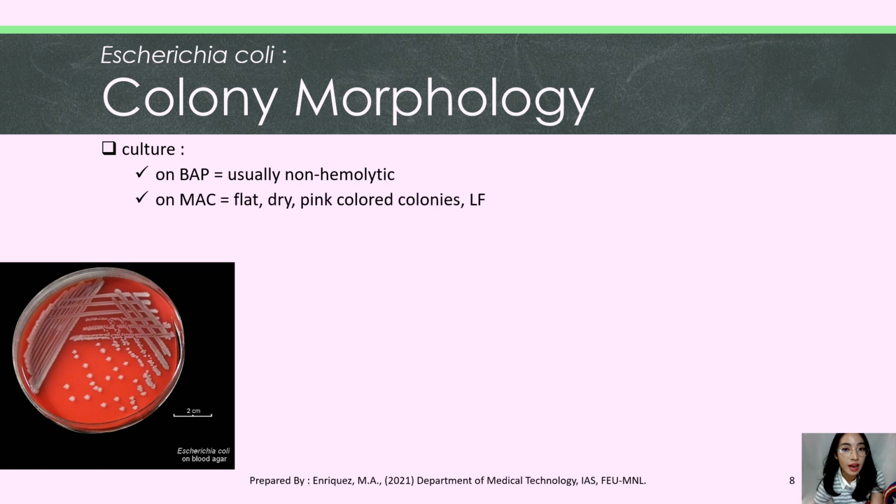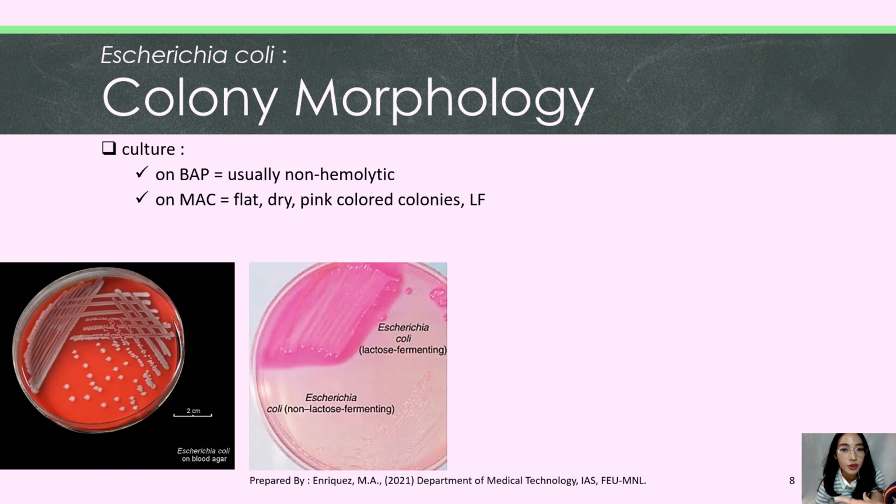But in general, okay? In general po, non-hemolytic ang karamihan ng Escherichia coli. On MacConkey agar, they are seen as flat, dry, pink-colored colonies, also with a pink discoloration on the agar in their immediate surrounding, which tells us that they are lactose fermenters. So although there are a few strains that have also shown to be non-lactose fermenters. Again, majority po ng Escherichia coli strains are LF or lactose fermenters.